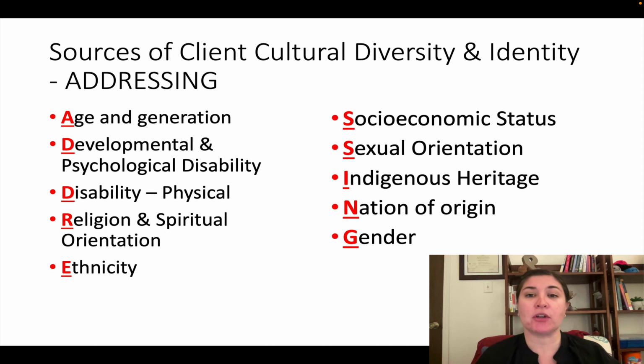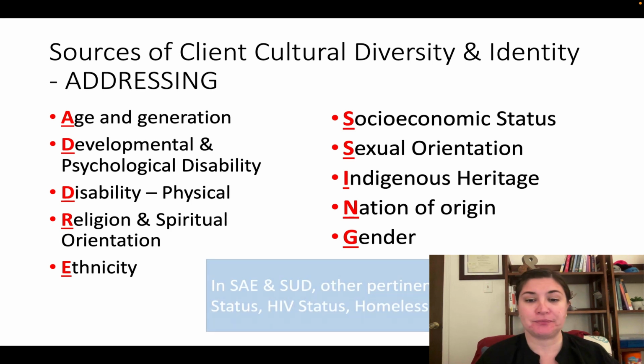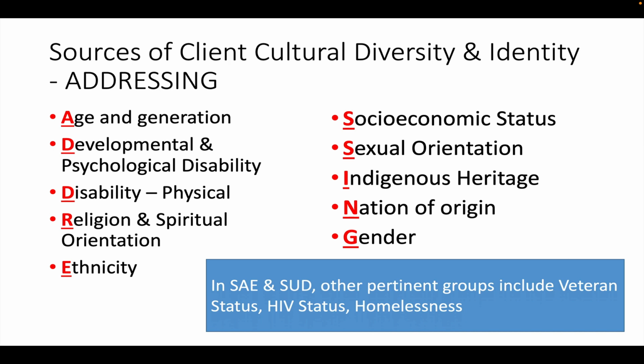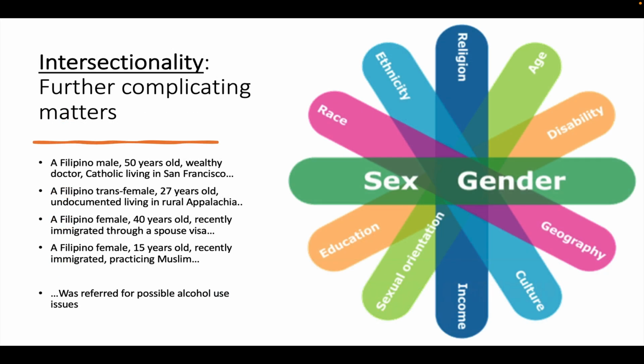These are different sources of client cultural diversity and identity that we will try to address. One is age and generation, developmental and psychological disability, physical disabilities, different religions and spiritual orientations, ethnicity, socioeconomic status, sexual orientation, indigenous heritage, nation of origin, and gender. In substance use evaluations or substance use disorders, there are other important groups that we need to focus on, and this includes veteran status, HIV status or diagnoses, as well as homelessness. Another important term to recognize is intersectionality. These tend to further complicate matters.